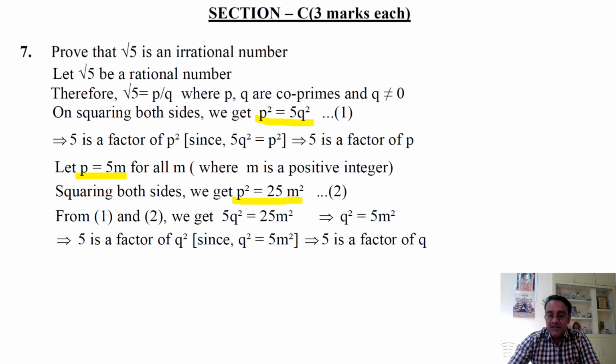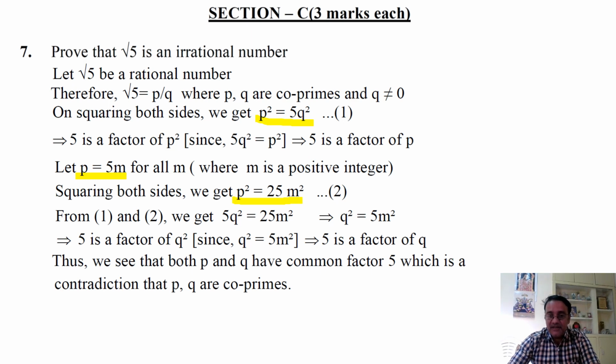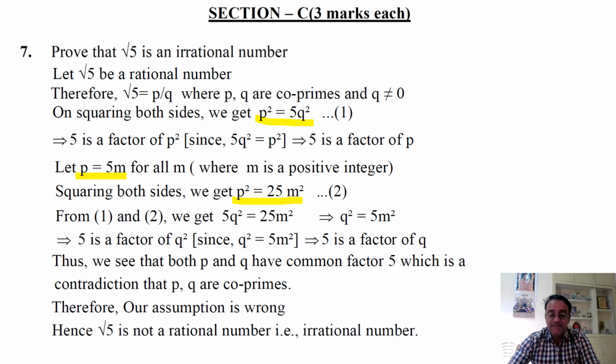So that means both have a common factor 5, which is a contradiction to the fact that p and q are co-primes. So therefore our assumption is wrong. Hence root 5 is an irrational number. Right. So this is question number 7. Now let us move towards question number 8.